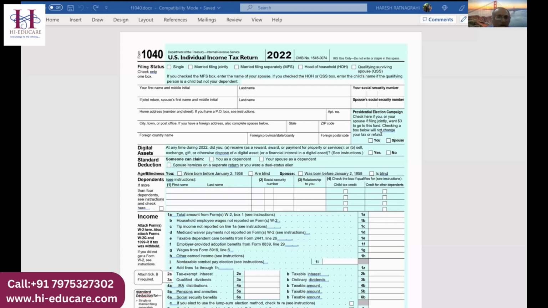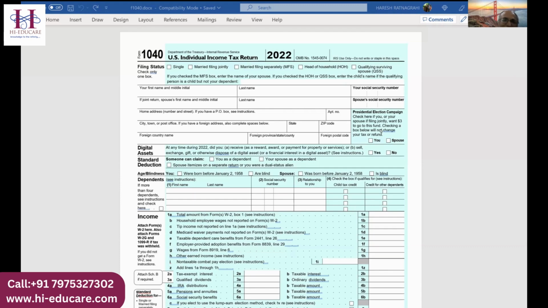We will also walk through the 1040 forms. You can see that US Individual Income Tax Return 2022, right? So I'll be covering the filing status later. Let me first walk through the flow, because the 1040 flow is very important. You have to understand the flow.